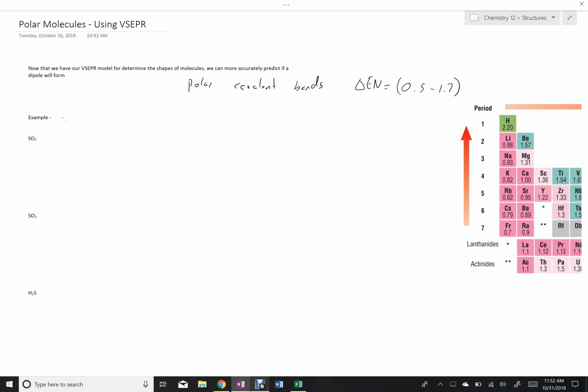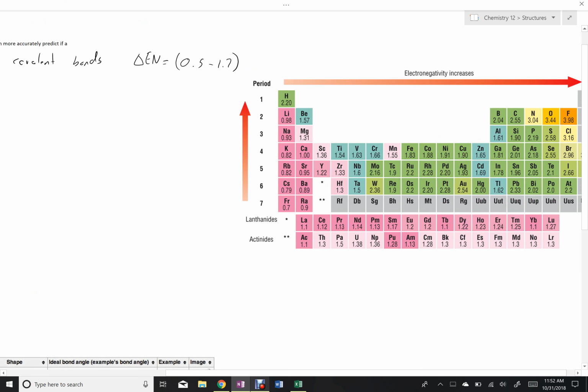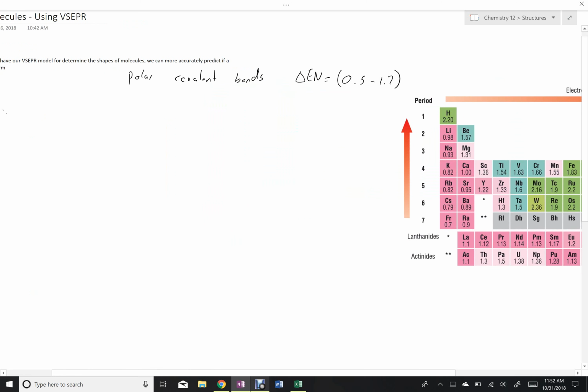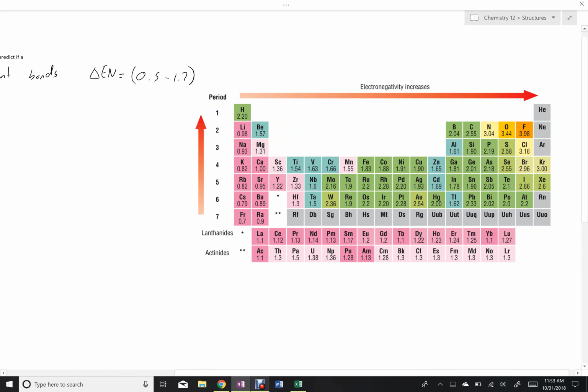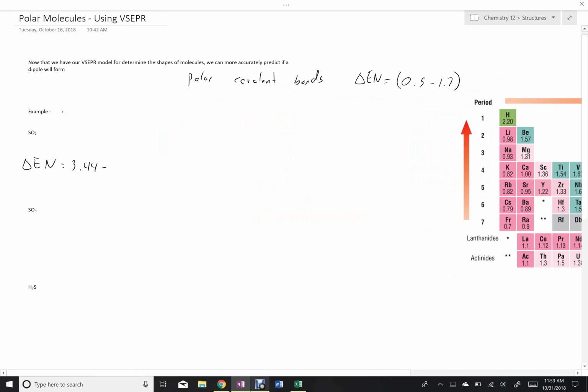So let's look at our first molecule here, SO2. First of all, we'll do our electronegativity difference. Oxygen's electronegativity is 3.44. Sulfur's is 2.58. And so our difference here is 0.86. That's squarely in our range, so we're happy. So far we have polar covalent bonds.